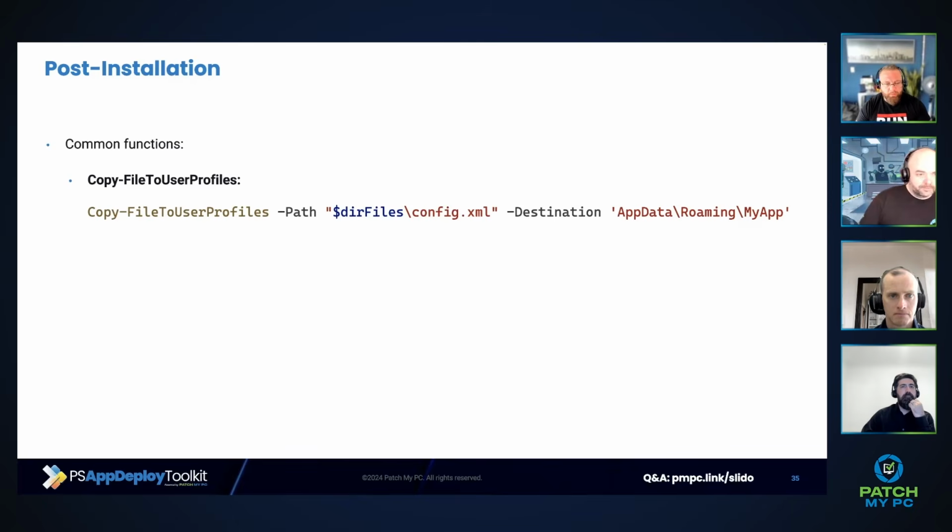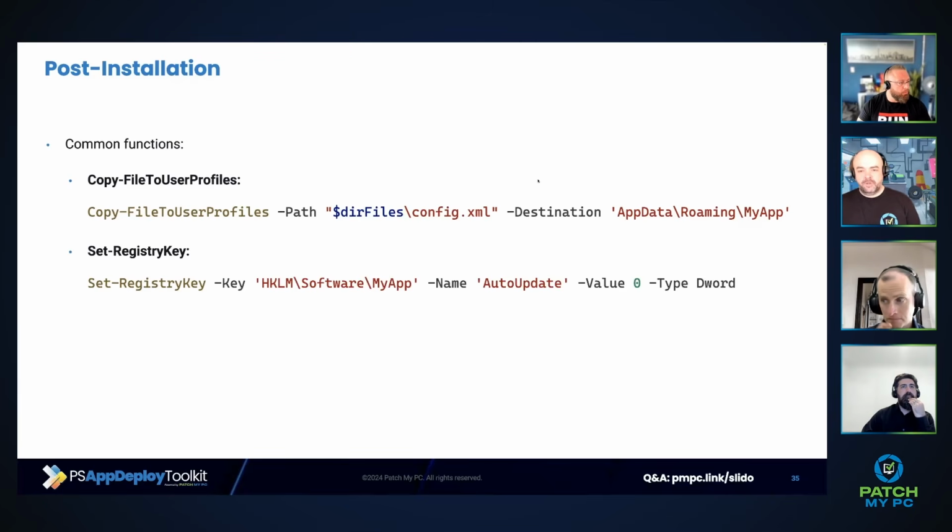Copy file to user profiles. This is a brand new one. So if you have a config file for your application that you want to give to every single user on the system, this is how you would do that. Give it the path to the source file, and the destination will be the folder to append to C:\Users\username.